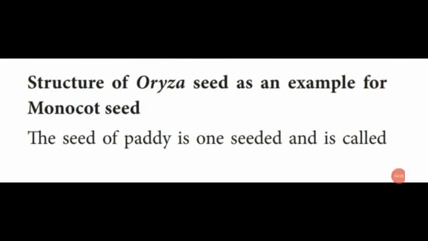Dear students, next we are going to see the monocot seed. Example, Oryza sativa, that is the paddy seed. Have you all seen the paddy grain? The outermost yellow colored region is called the seed coat. Inside the seed coat there is only one grain, which is the rice grain. So this is said to be a one-seeded plant.